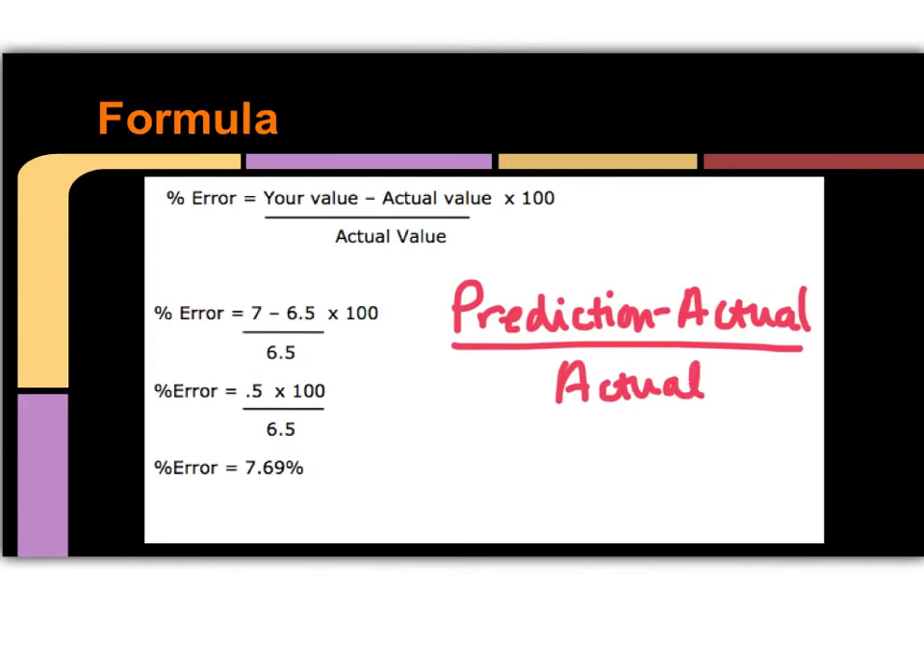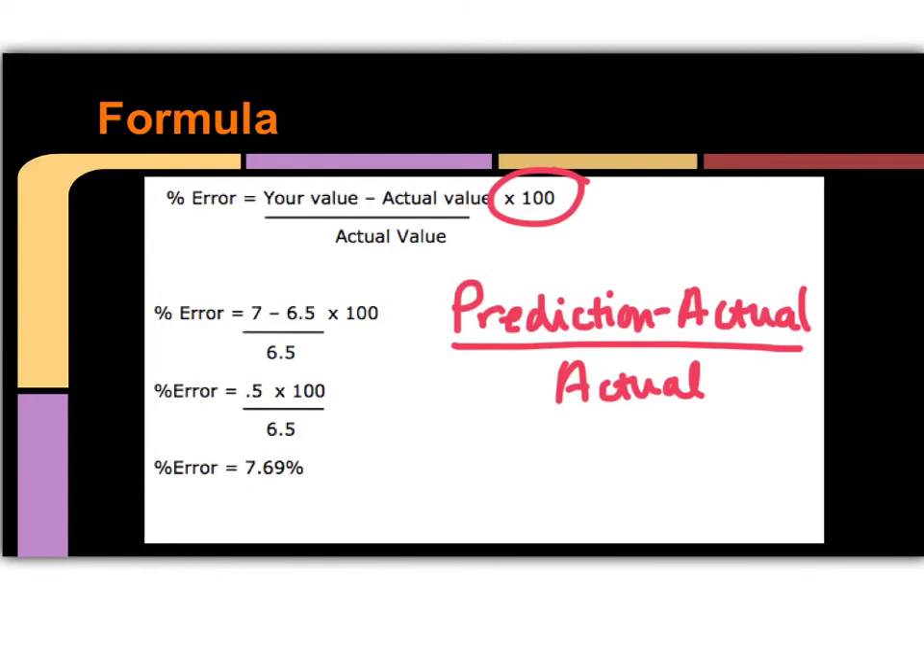So the prediction is your guess, and the actual is what really happens. So just subtract the two different numbers, and then divide by what it really should be, like the hardcore facts, what actually happened. Once you do that, again, you'll get a decimal, and you'll have to multiply by 100 to get the percent error.